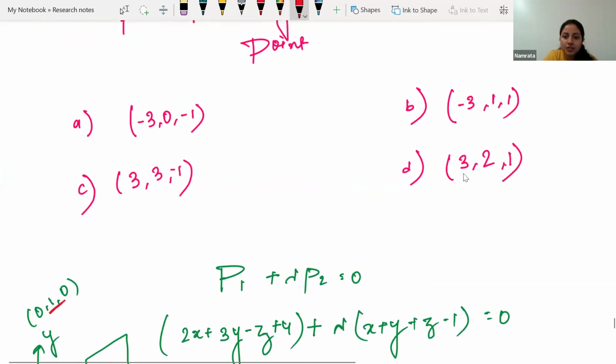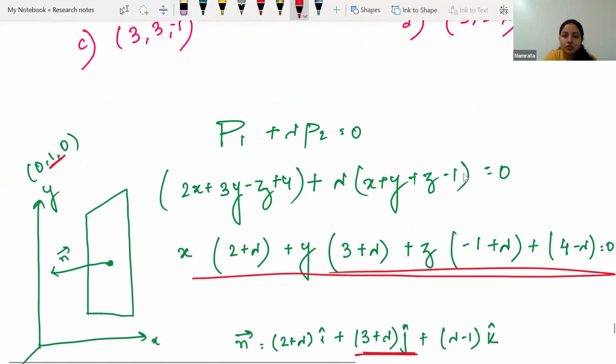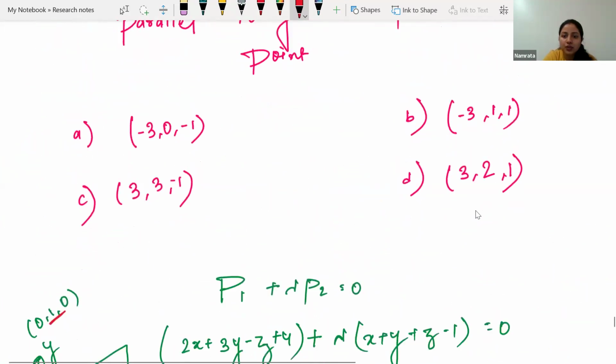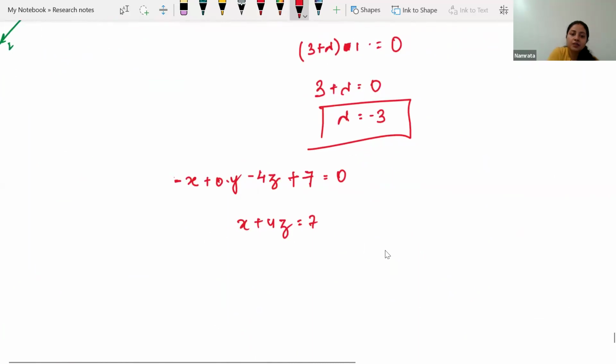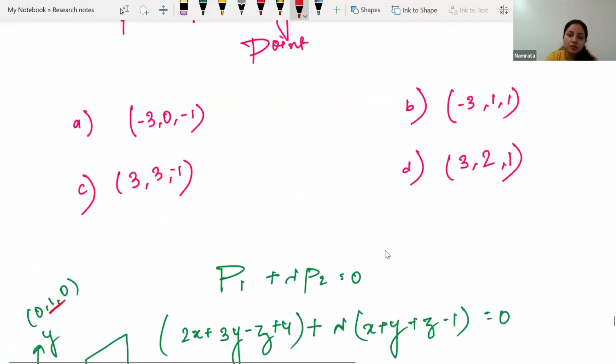If we take option D, 3, 2, 1. Okay, 3, 2, 1. Will it give 7? If we take the x value as 3 and the z value as 1, yes, we are getting 7. So option D is the correct option.